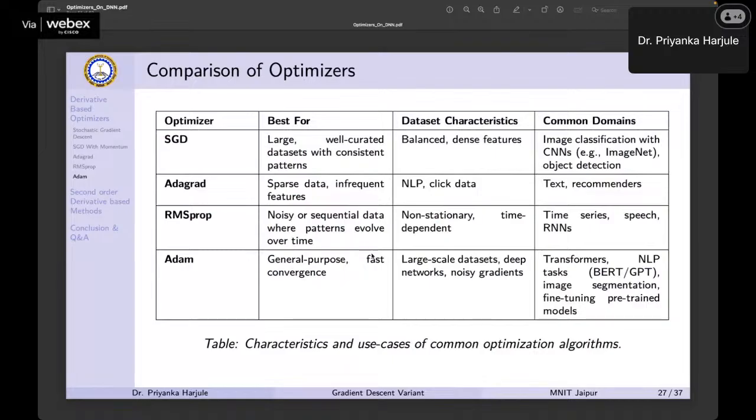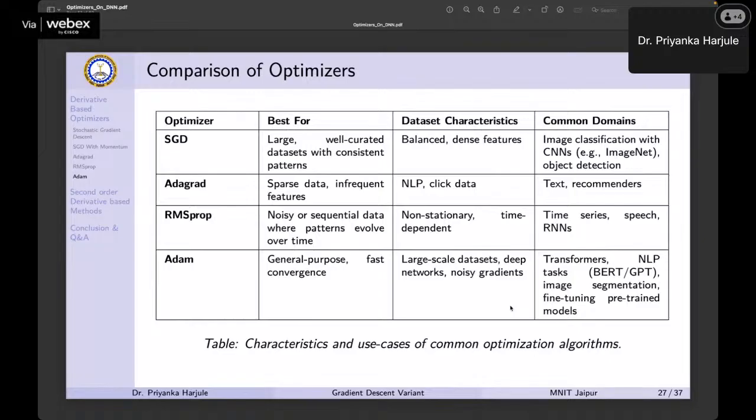So in comparison, SGD works well for large, well-structured data sets with consistent patterns, having balanced and dense features. It is commonly used in image classification with CNNs and object detection. AdaGrad is best suited for NLP tasks having sparse data and infrequent features, and it is commonly used in the text and recommender domains.